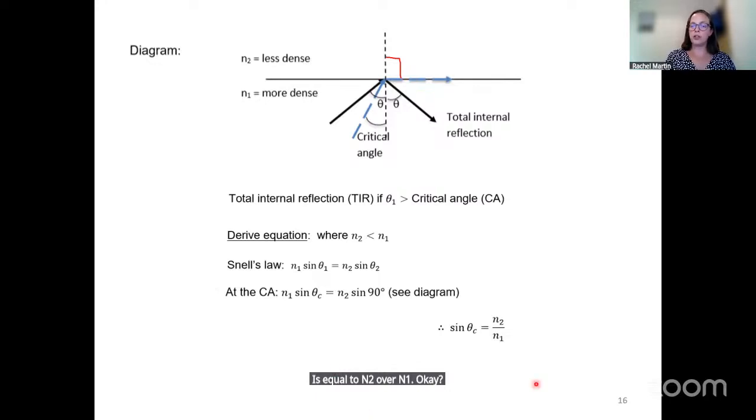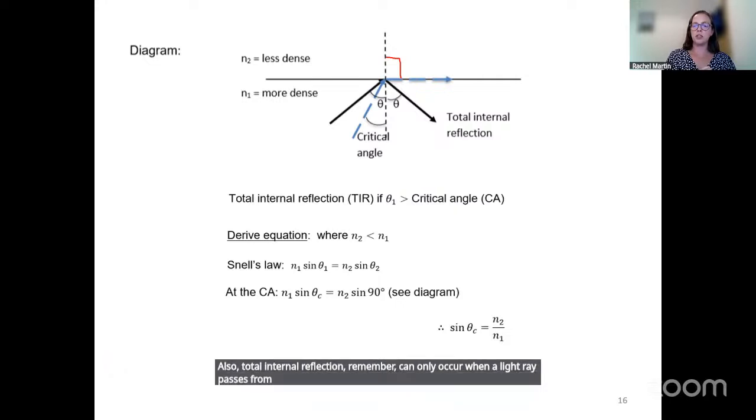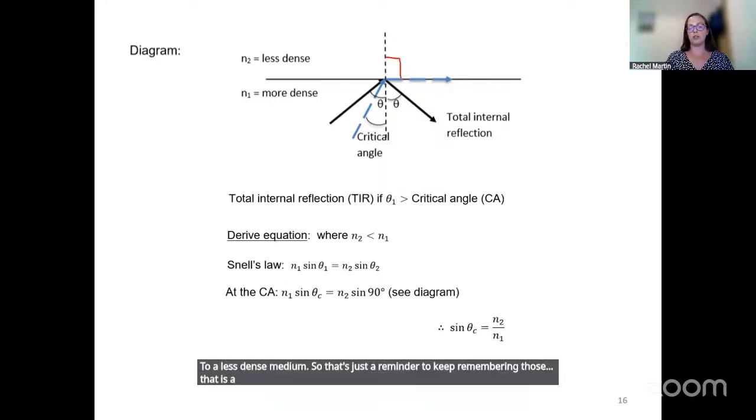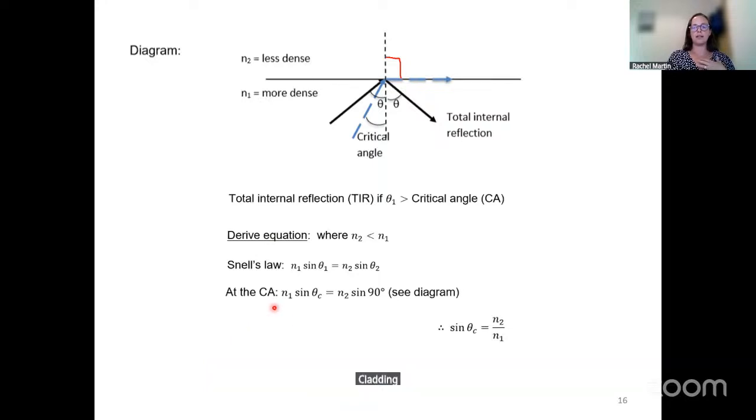Also, total internal reflection, remember, can only occur when a light ray passes from a more dense to a less dense medium. So that's just a reminder that it is a condition for total internal reflection as well. Lots of keywords today. That's why it's important in optical fibers, because the fiber will be more dense than air, but we're also going to look at examples with cladding in a second.